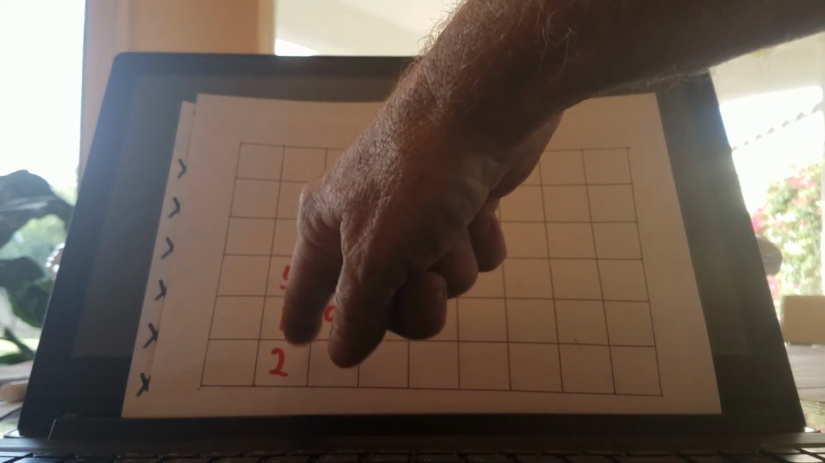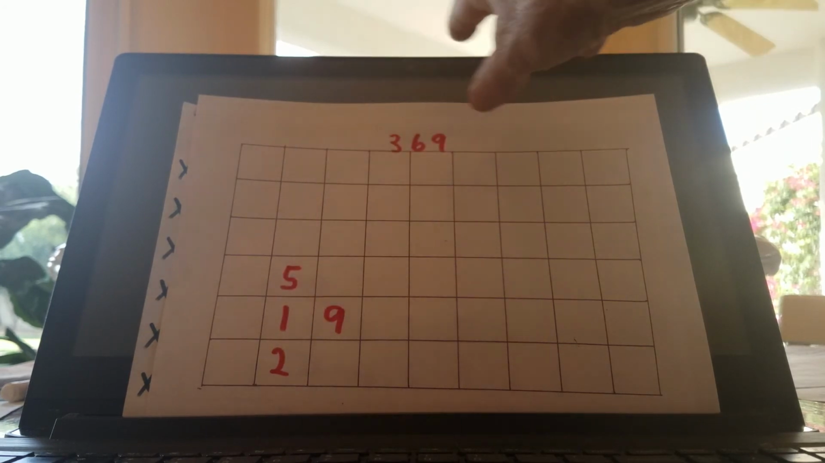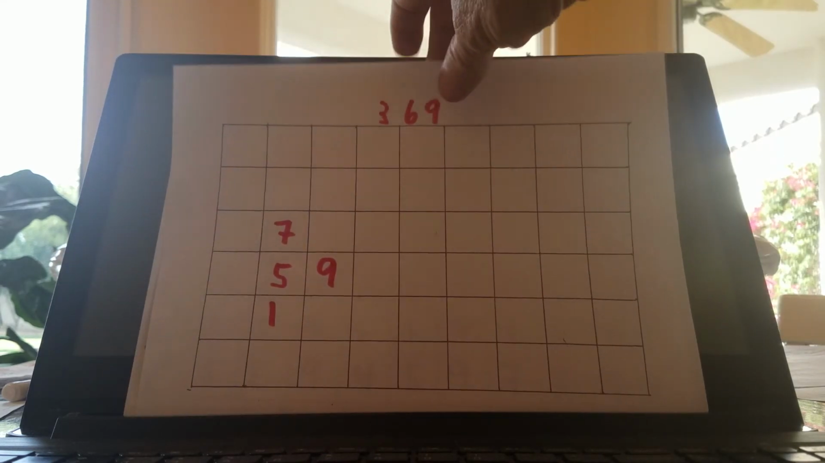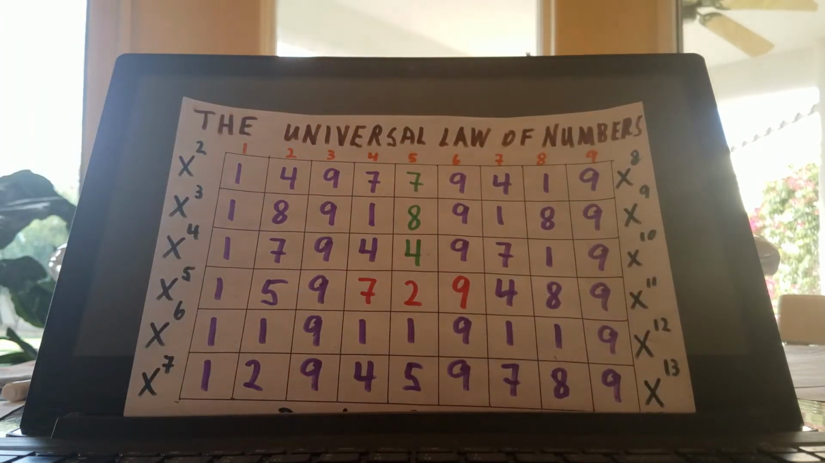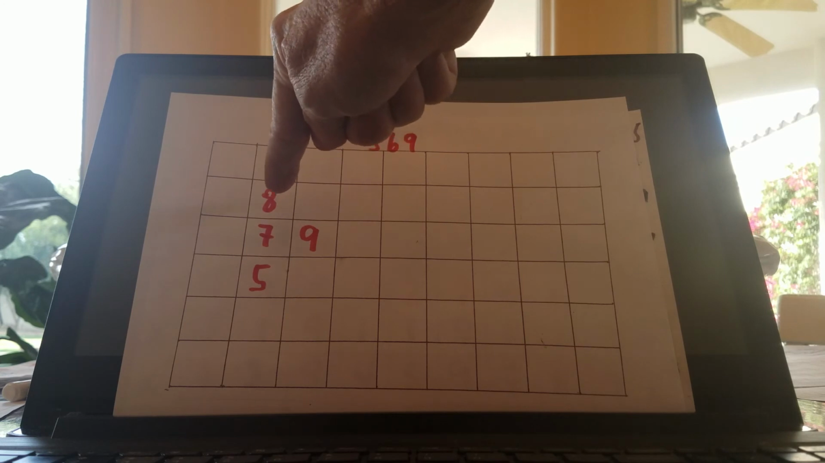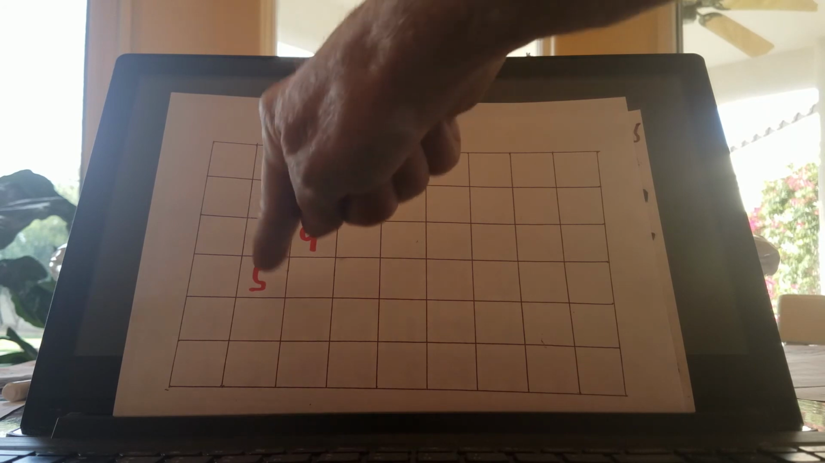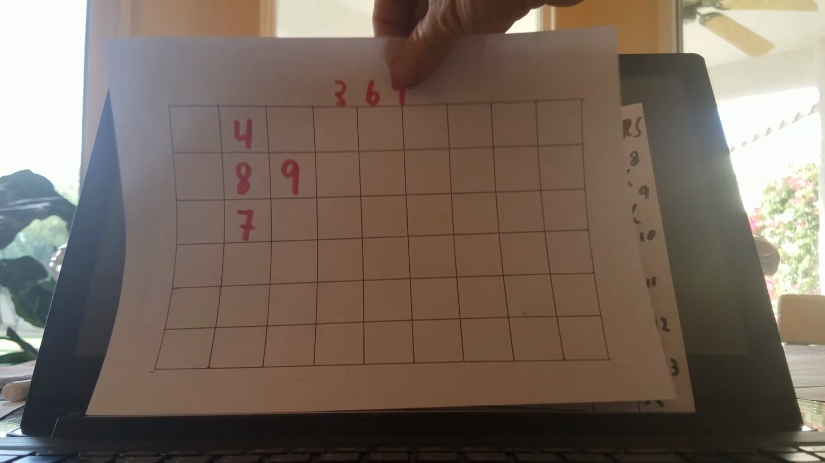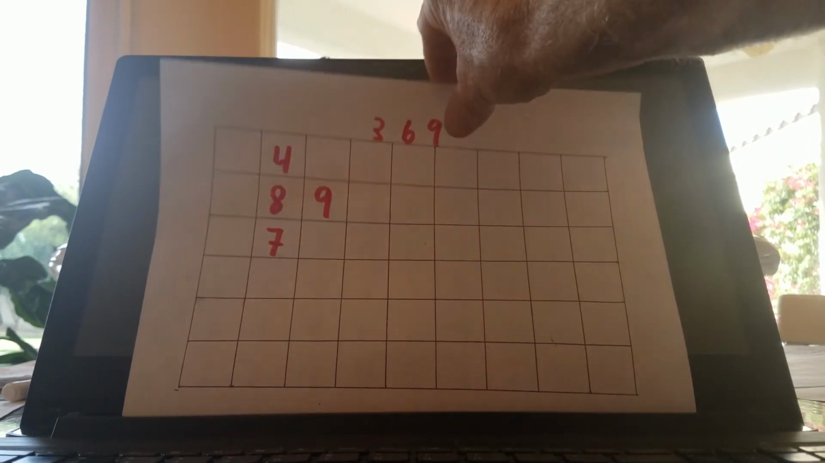5 and 1 and 2. Well, what do we have here? 5 and 1 is a 6. 2 and 1 is a 3. And there's a 9. 7 and 5 is a 3, 5 and 1 is a 6, and there's a 9. What do we got to do here? Okay, there's a 9, there's a 6, 8 and 7. Where do we get the 3? 7 and 5 is a 3, it's 12. 1 and 2 is 3. 4 and 8 is 12 is 3, 8 and 7 is 15 is 6, there's a 9.